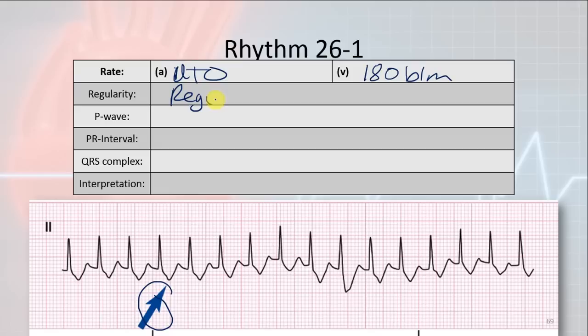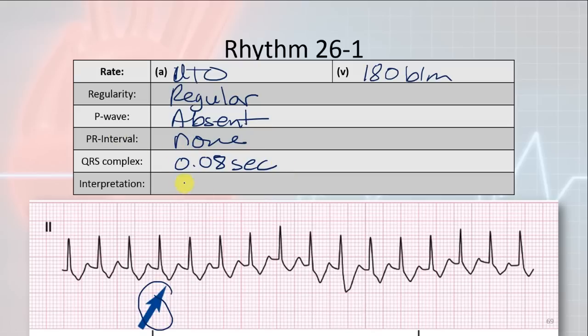Regularity, it looks regular. P waves are going to be absent. PR interval is going to be none. Since we don't have a P wave, we can't have a PR interval. QRS complex, it looks like it's nice and narrow. If I had calipers, I would probably say 0.08 second is what I'm going to estimate it.